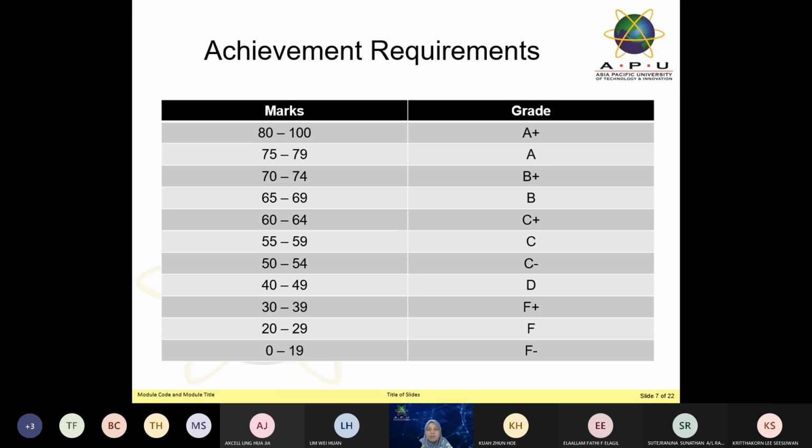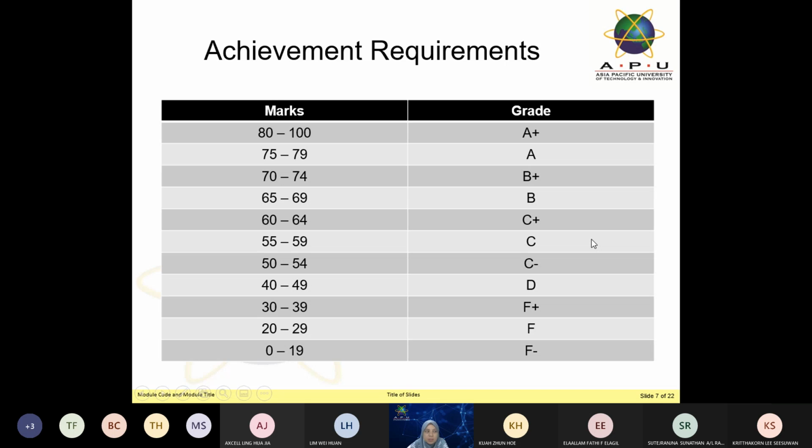But maybe can make it more B compared to C. Okay. C is just pass, not credit. Okay. So between B plus and B, that one is credit. Okay. Don't fall under C minus.